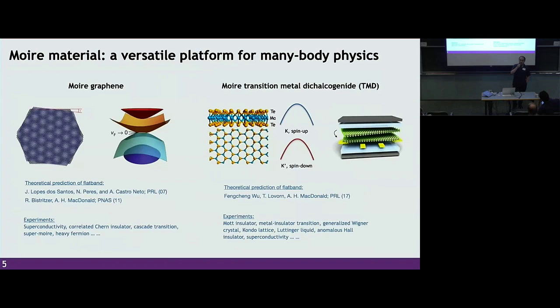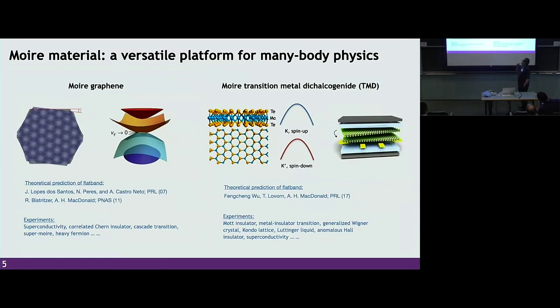We now have a very versatile platform for creating topological flat bands and interacting systems. The first experimental surprise comes from the observation of superconductivity in twisted bilayer graphene, which follows the theoretical prediction of narrow bands more than 10 years ago. In the twisted bilayer graphene system, we have not only seen superconductivity, but many other interesting interaction-driven phases, for example, correlated Chern insulators, finite temperature phenomena, and so on.